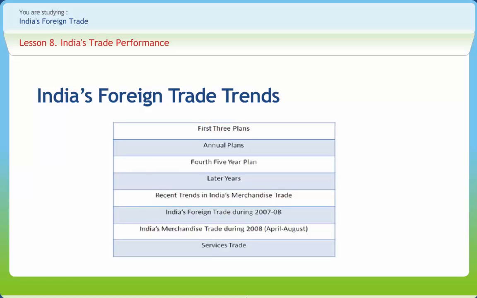According to the provisional data released by DGCI&S, India's merchandise exports during August 2008, at US$16 billion, registered a higher growth of 26.9% than 18.2% during August 2007. The overall exports during April-August 2008, at US$81.3 billion, witnessed a growth of 35.3%, much higher than the 19.3% growth recorded a year ago.